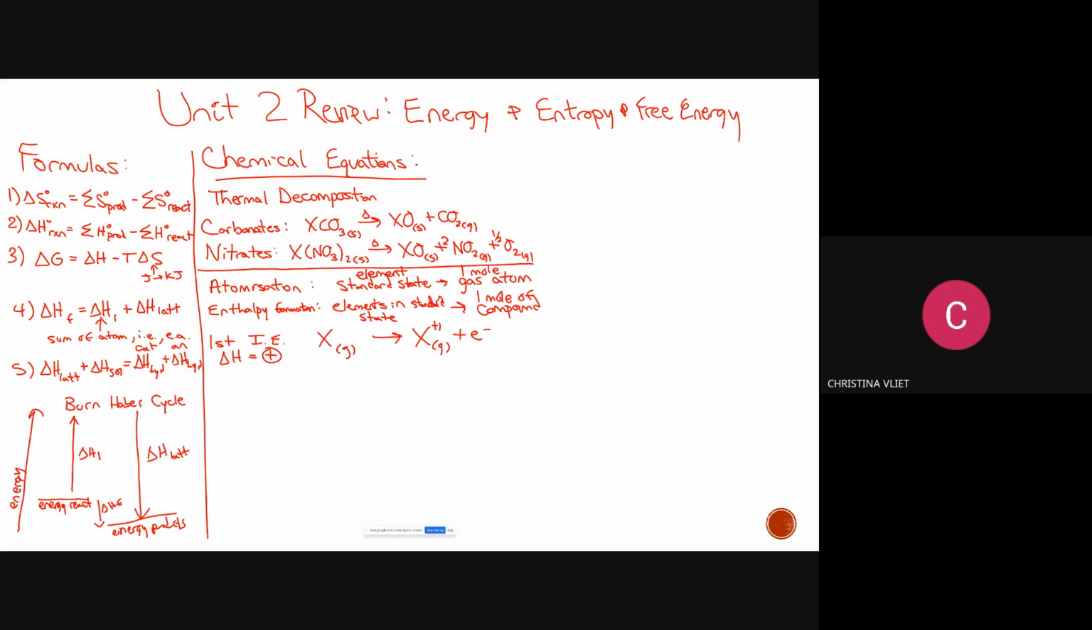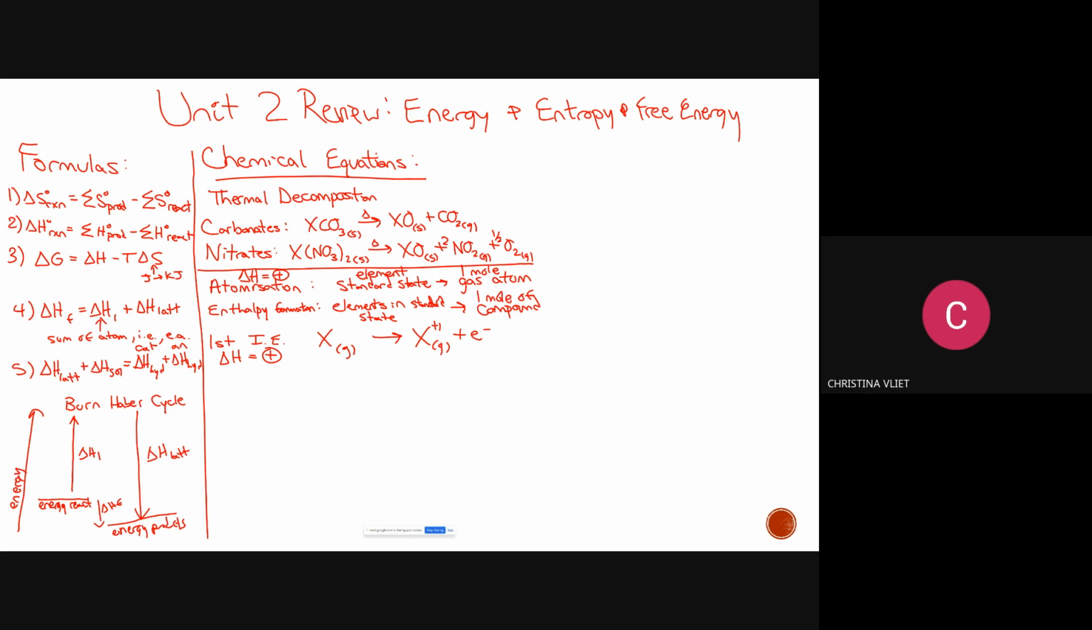What sign of delta H is atomization while we're at it? Is atomization positive or negative? Does it require energy to turn to a gas or release energy to turn to a gas? Positive. It always requires energy to turn into a gas. Because you're going from solid to liquid to gas, that requires energy, or you're breaking a bond, that requires energy. Atomization is always positive.